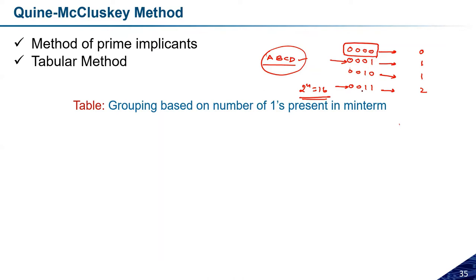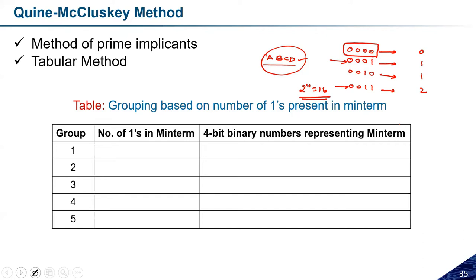So these are the total 5 possible combinations. The first one is all 0, the second is any one 1, then any two 1s, any three 1s, and all four 1s. So the total possible grouping that we can make is 5 groups. The first group is the minterms with number of ones 0, then minterms with 1 one, then 2, then 3, and then 4. Let us see which combinations fall in these groups. In the first group, only one combination is there, and that is 0, 0, 0, 0, which is equivalent to 0.